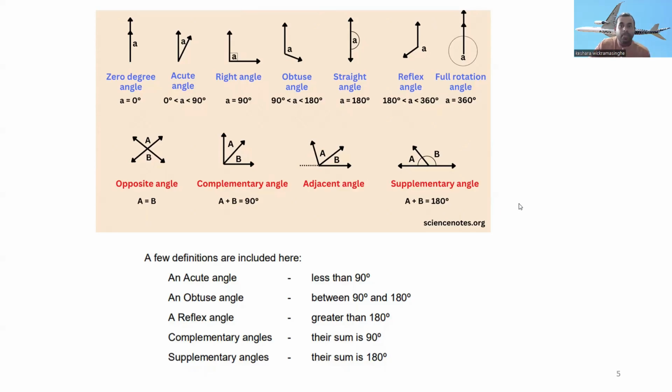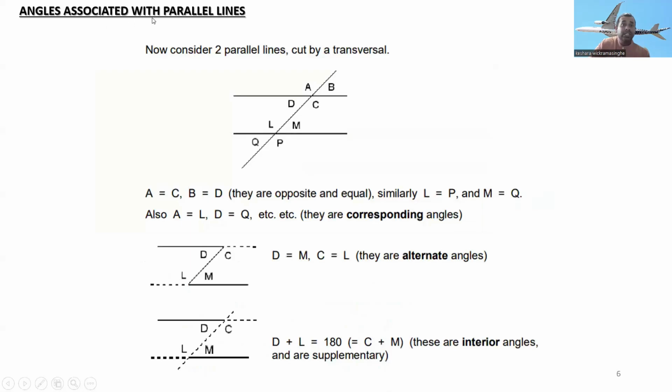All right. Now the angles associated with parallel lines. Consider two parallel lines cut by a transversal. You can see there are two parallel lines, cut by the transversal. Now angle A equals angle C, and angle B equals angle D. They are opposite and equal. Remember, these angles are opposite and equal.